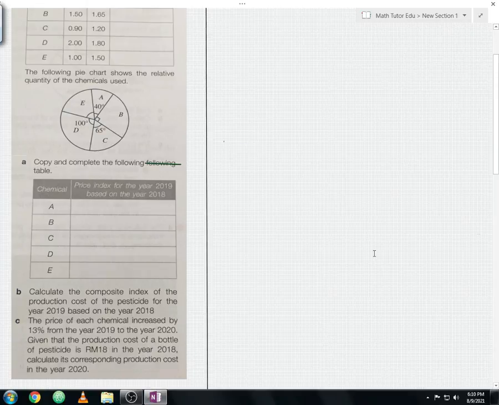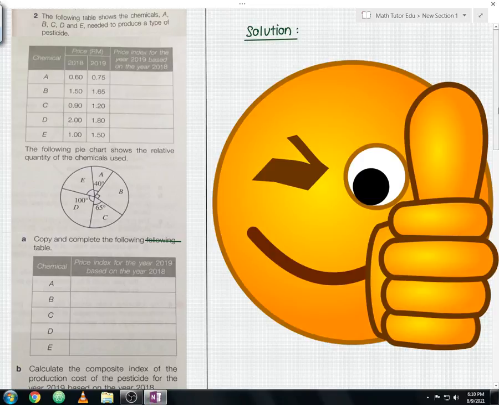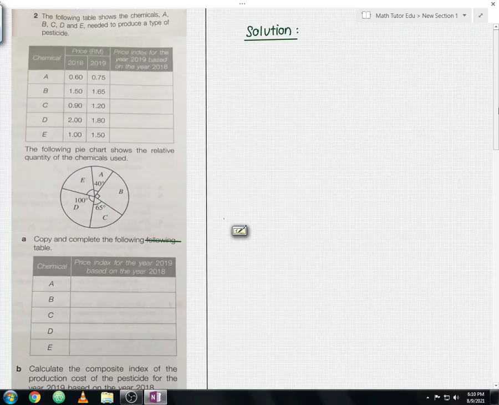Okay, so this is the overall question. I hope that you will attempt this question in the future. If you could manage to solve this question, a big thumbs up to you guys. But if you can't solve this question, no worries. I'm going to show you the step-by-step working and the solution. So without further delay, let us start to solve the question.